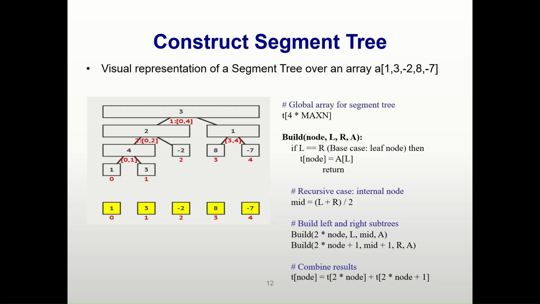Let's go through the example quickly. Left part 0 to 2 gives the sum 2 and right part 3 to 4 gives the sum 1. So the root node stores 3, the sum of the entire array. In this way, the whole segment tree is built in order of n time using recursion.